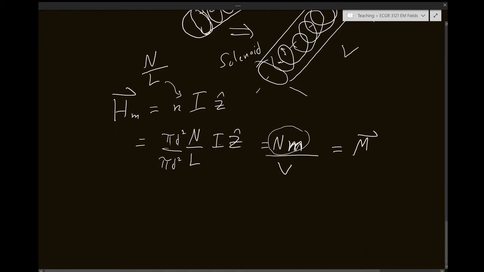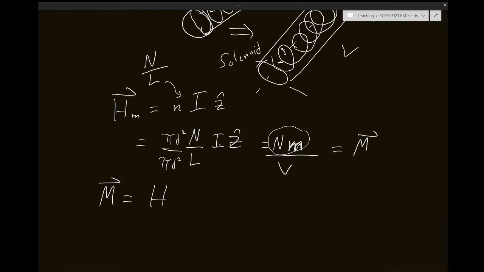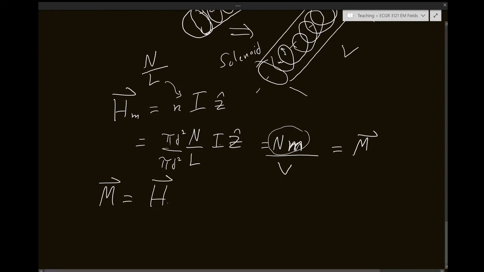So we verified it logically now. Previously, we noticed that the units of M are the same as the units of the magnetic field intensity. Now we have verified it conceptually that M is actually the magnetic field intensity due to magnetization.